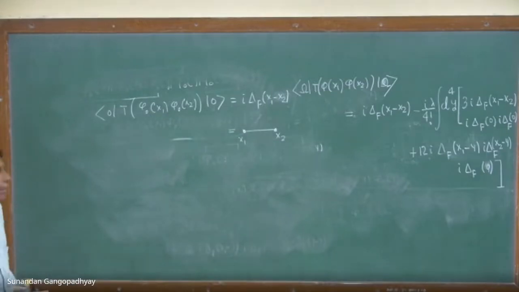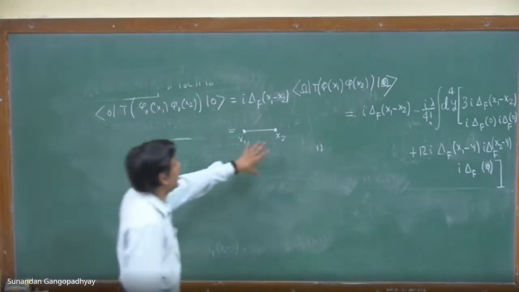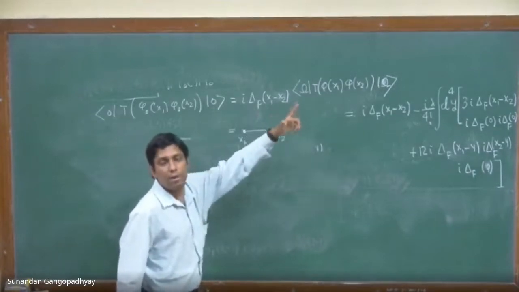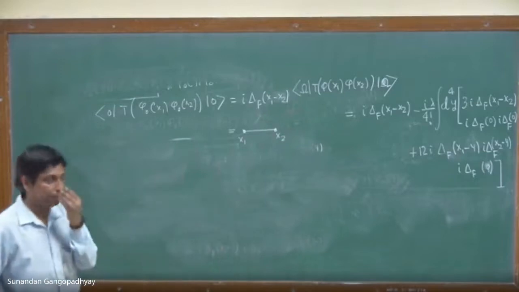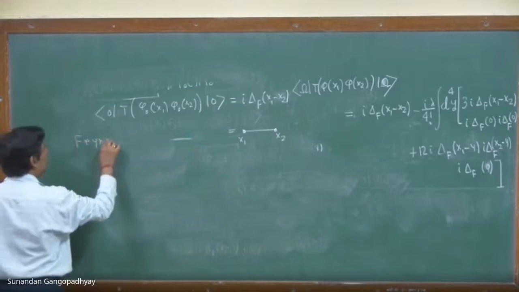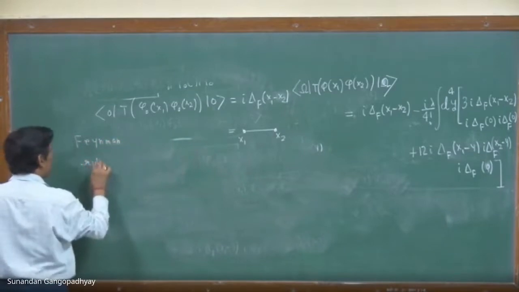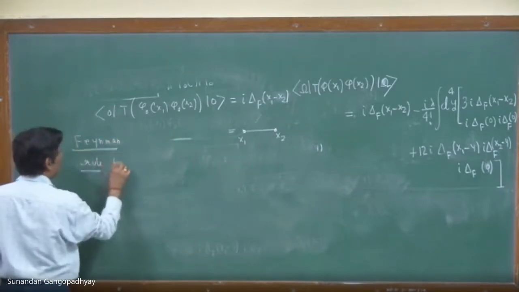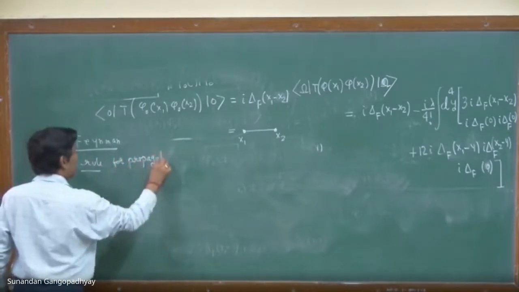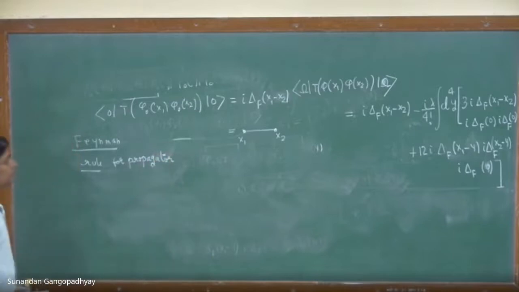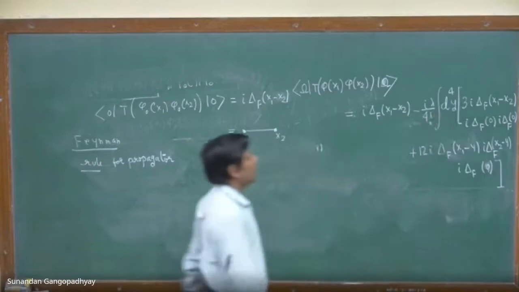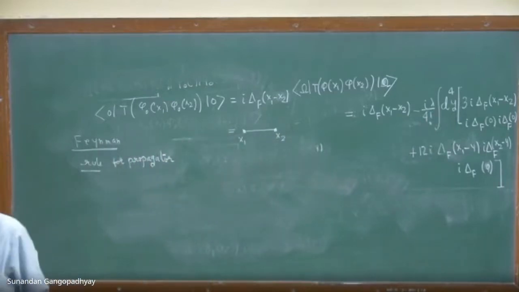We have actually derived the mathematical expression for that. So this is basically one of the Feynman rules, that this straight line denotes this. This is the Feynman rule for the propagator. So let me just write it down. This is the Feynman rule for the real scalar field propagator. What about this term? Let us try to draw pictures for that term.